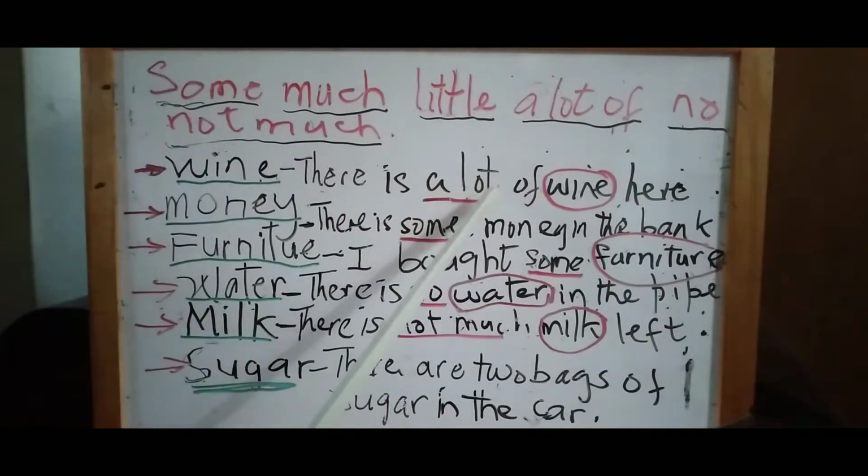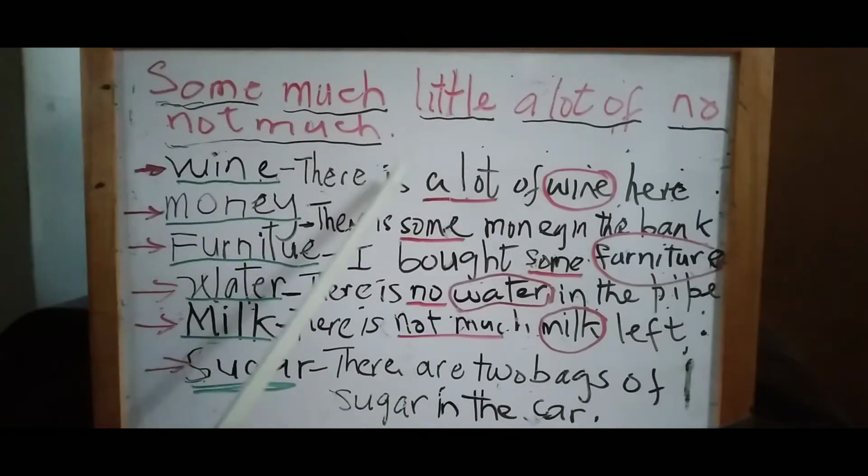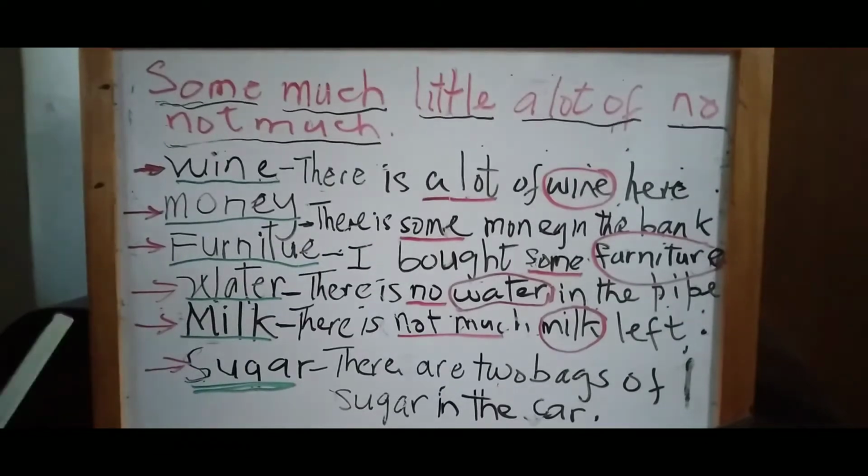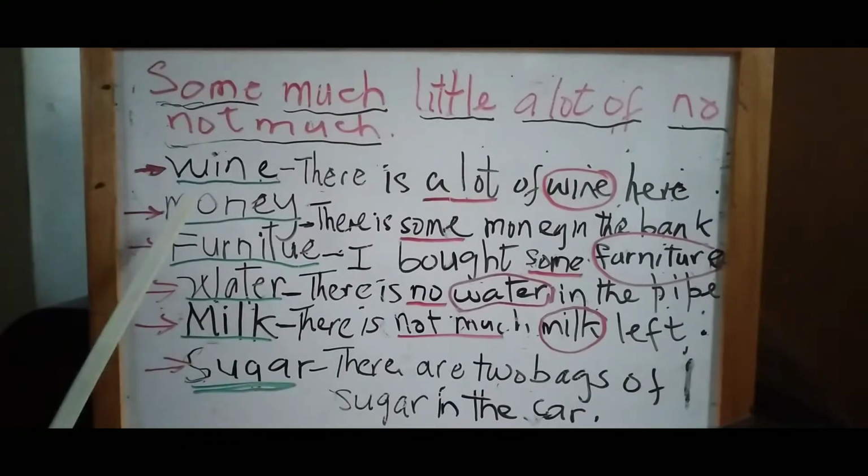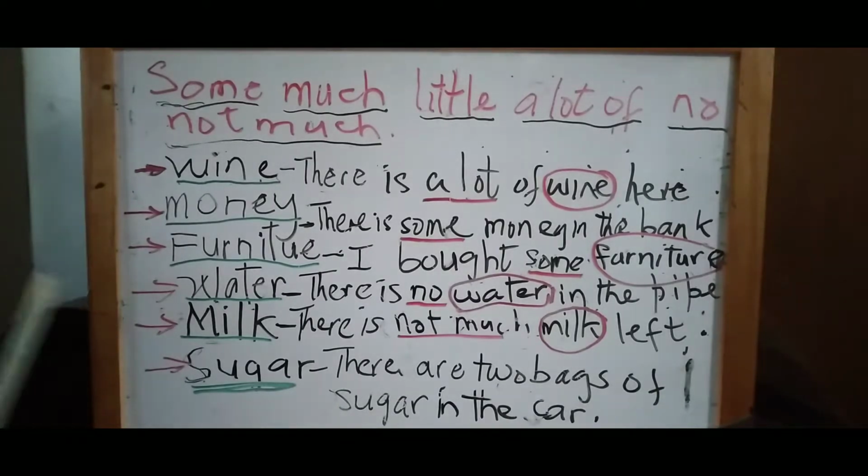There is a lot of wine here. Now, the uncountable noun that we have here is wine. Wine is always singular, right? We can't count wine. It's uncountable. So the sentence goes again. There is a lot of wine here. Now, before we go any further, we must remember that we cannot use a or an or a number. We can't say one wine or two wine. We can't say a wine or an wine.